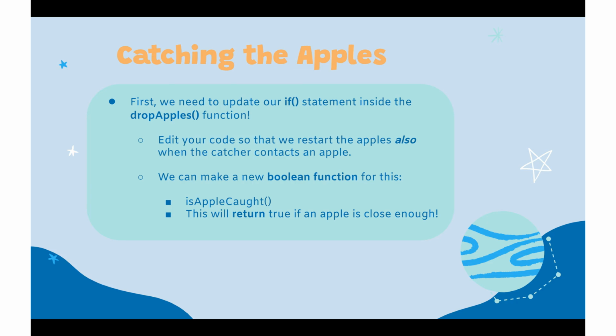We can use a new Boolean function for this. It can be called isAppleCaught, and it will return true if the apple is close enough. So in this case, the value of isAppleCaught will be a Boolean, so we can directly put it inside of the parentheses of the if statement.